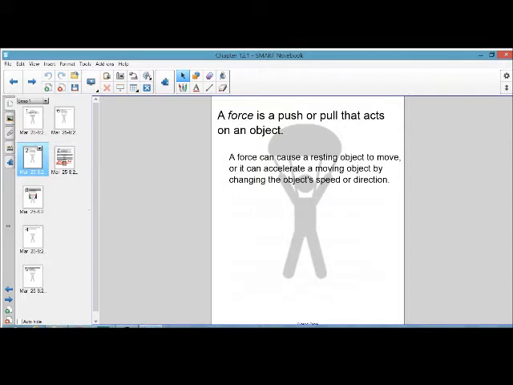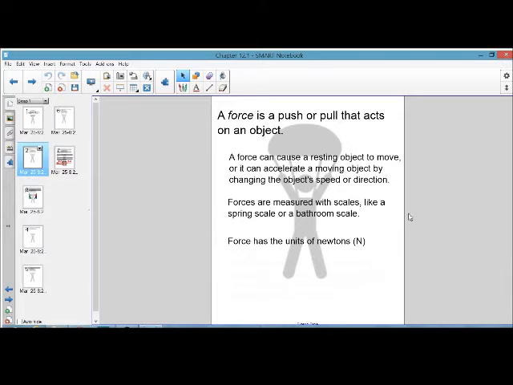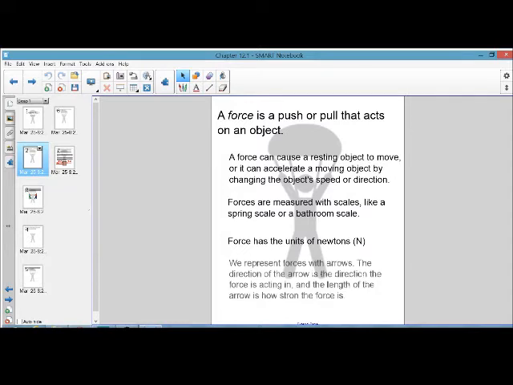Forces are measured with things like scales, like a bathroom scale, or a spring scale, like the one that's in the produce section of the grocery store. And force has the units of newtons. We abbreviate this capital N, and this is named after the famous physicist Isaac Newton, and we're going to talk more about him in the next chapter.